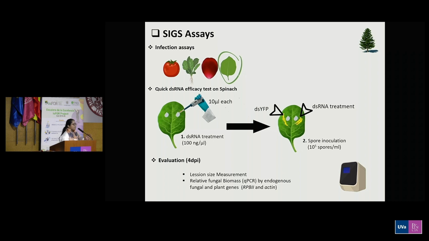So what happened? On the left side, we applied our control, and on the right side, we applied our treatments. We evaluate at 4 DPI, and we evaluate 2 things. One is lesion size measurement, and the other is relative fungal biomass.